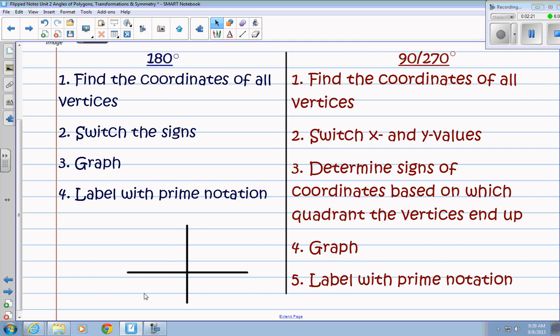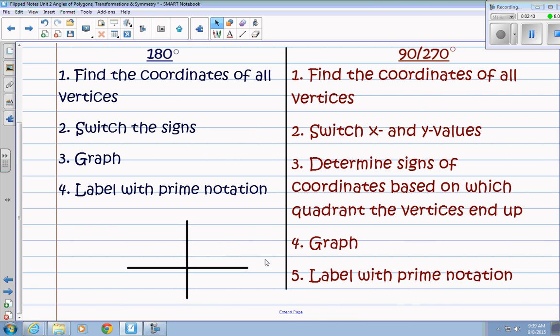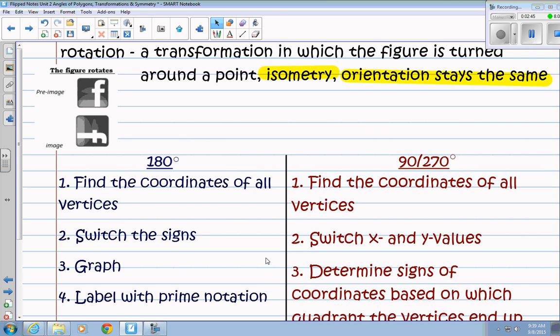If they were to end up in quadrant 3, we would make all the x's negative and all the y's negative. In quadrant 2, we would make all the x's negative, but all the y's positive. So it depends on where you started and where your coordinates end up in which quadrant. Finally, we're going to graph these new coordinates and then again label them with prime notation. So rotations will take some practice, but we'll do it, and as long as you follow these steps, you should have no trouble with it.